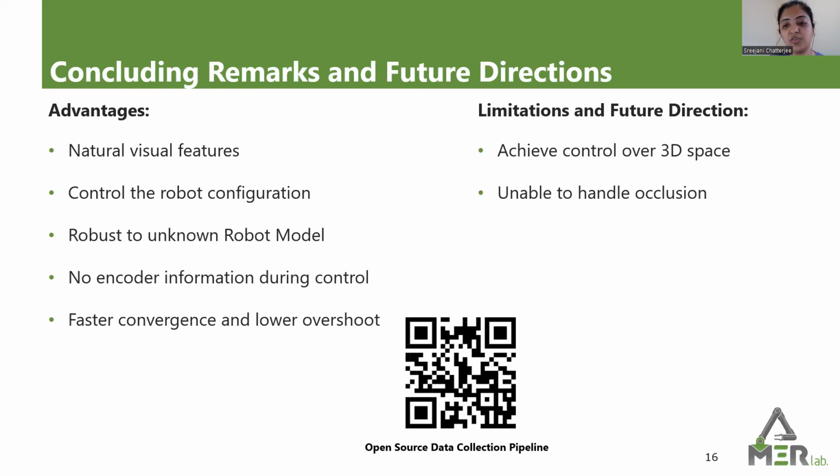To summarize, our proposed method used natural visual features without any markers to control the robot configuration. It is robust to unknown robot model and no encoded information was used during control. Our method is faster in transient response with lower overshoot compared to the state of the art. The QR code has the link to our open source data collection pipeline.